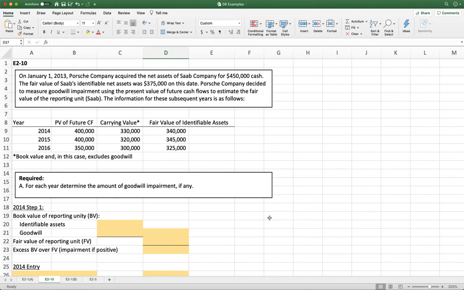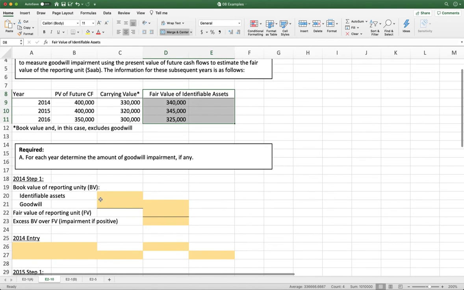So we have a table here that tells us the present value of future cash flows, the carrying value, which would be our book value, and in this case, that carrying value does not include goodwill, but normally it would. And then we have the fair value of the identifiable assets. So that would be all of the assets and liabilities that were purchased in this acquisition at fair value. For each year, determine the amount of goodwill impairment, if any.